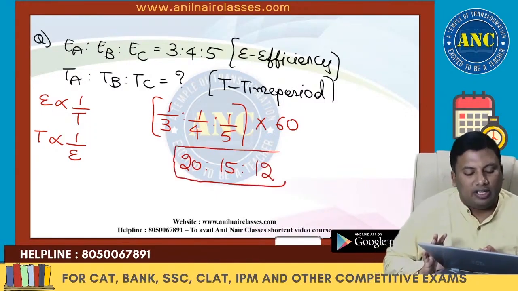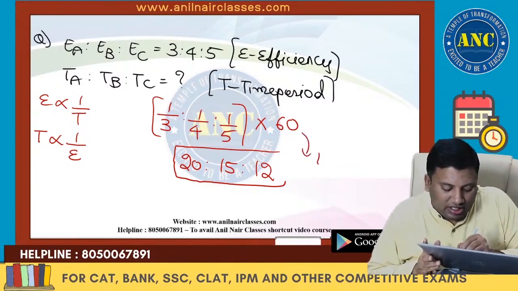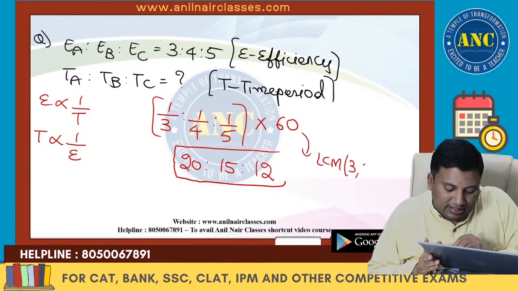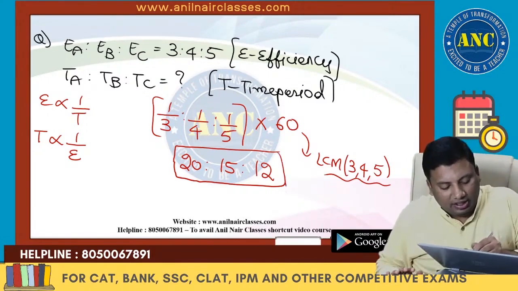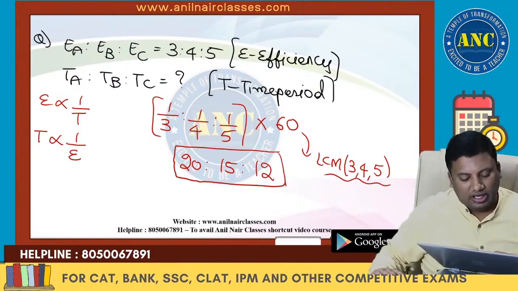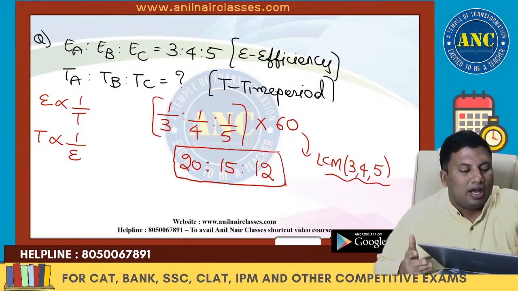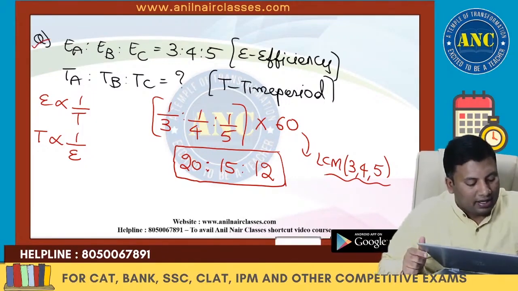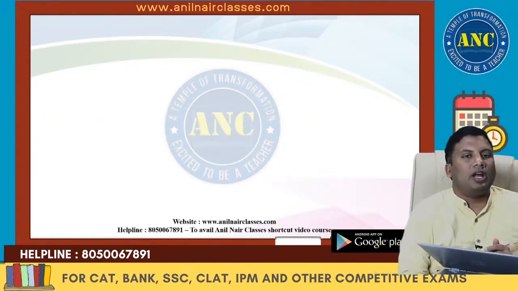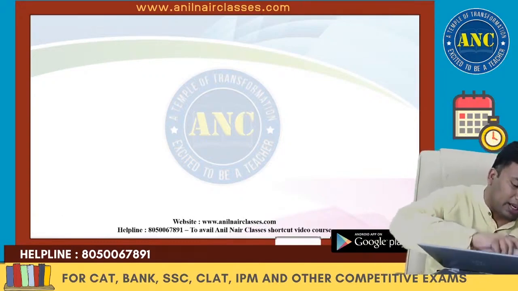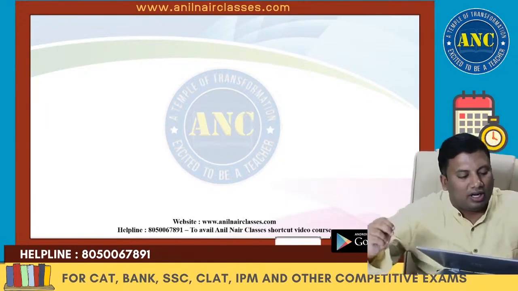If the ratio is in fractions, convert it into integers by taking the LCM. How 60 we got, it is nothing but the LCM of 3, 4 and 5. 1 by 3 into 60, 20, 15 and 12. 20 is to 15 is to 12. I hope this model it is clear. Now listen carefully to another model. Model by model, problem by problem, concept by concept, from basics to advanced level. Not even a single model we will miss it in the class.